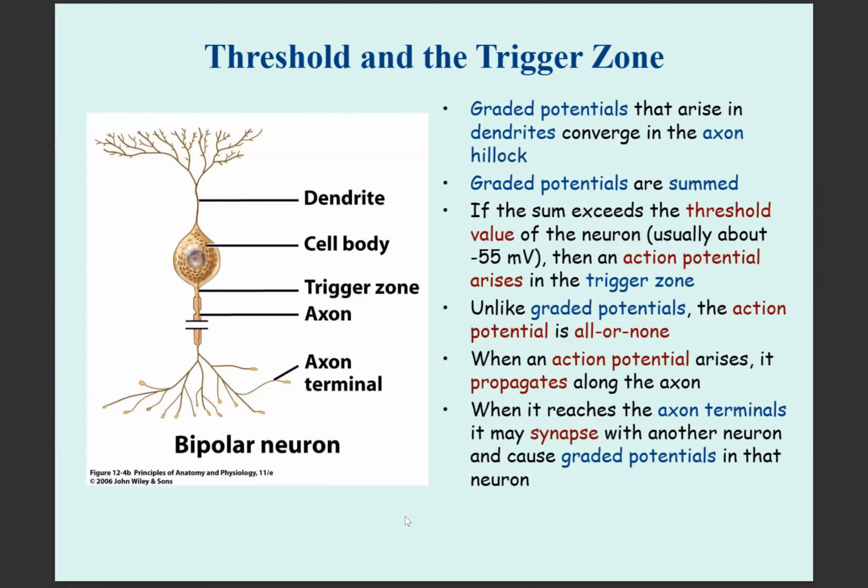Now, let us look at what actually triggers the action potential, the threshold zone. What we have to note is that the graded potentials that arise in the dendrites converge in the axon hillock, as I said earlier. When they get to the axon hillock, and the sum of these potentials is more than the threshold, then it's going to give an excitatory effect. But if the sum is lower than the threshold, then it will give an inhibitory effect.